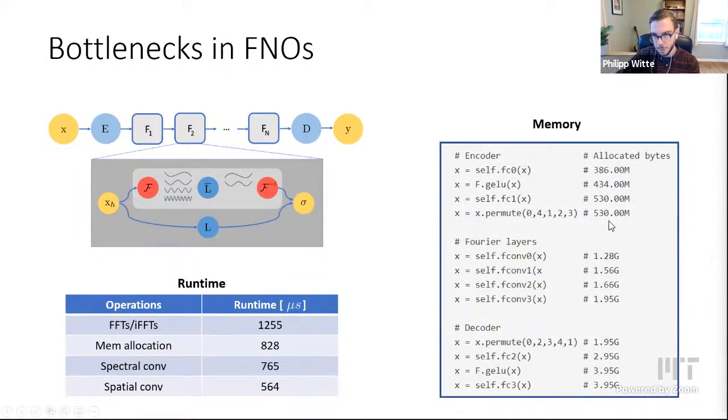And the second part, memory too. Like I said, the encoder and decoder are just one-by-one convolutions, so they're not super memory intensive. But then in the Fourier layers, because you're doing this mode subsampling and then zero padding in every layer, and PyTorch just keeps track of all of that, you're keeping track of a lot of memory allocation that is not really necessary.